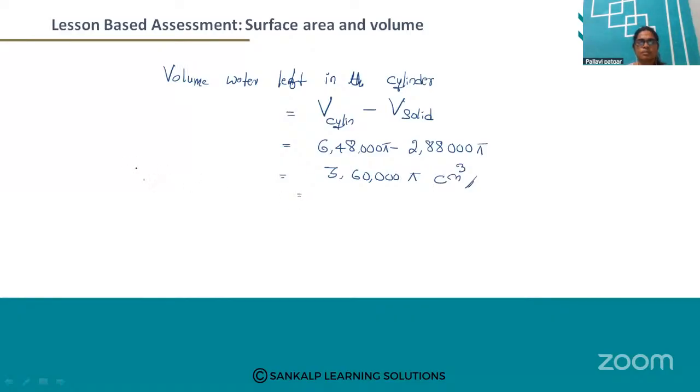This is the volume of water. So the volume of the water left in the cylinder is 3,60,000 pi centimeter cube. So in terms of pi ಅಲ್ಲಿ express ಮಾಡ್ಲಿಕ್ಕೆ ಹೇಳಿದ್ದಾರೆ. ಹಾಗಾಗಿ so the answer is in terms of pi. Okay.